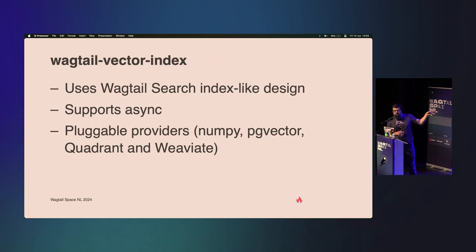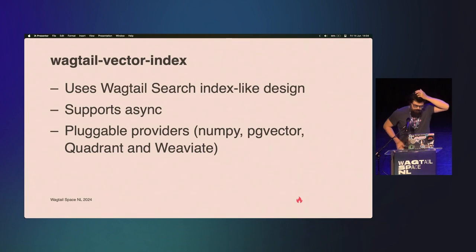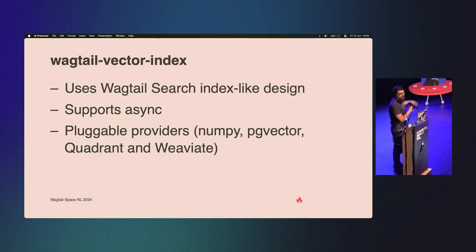And it comes with pluggable providers. So NumPy, PG Vector, Qdrant, and Weaviate. And these are basically either services or specialized databases that know what to do with those numbers.